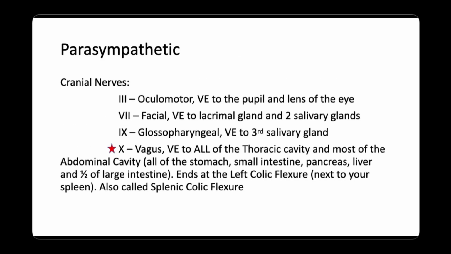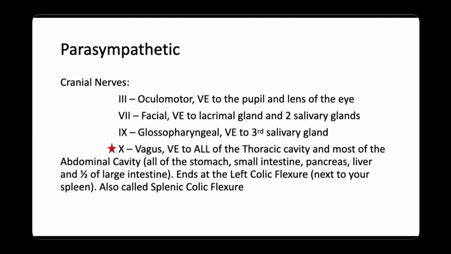Here's how the parasympathetic system connects to your organs through cranial nerves. Cranial nerve 3, the ocular motor, controls pupil constriction and lens focusing. Cranial nerve 7, the facial nerve, handles tears and saliva through the lacrimal and salivary glands. Cranial nerve 9, glossopharyngeal, manages one of the salivary glands too.